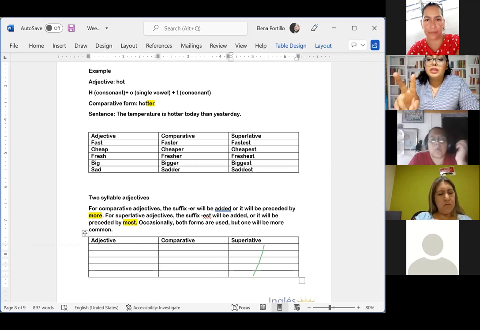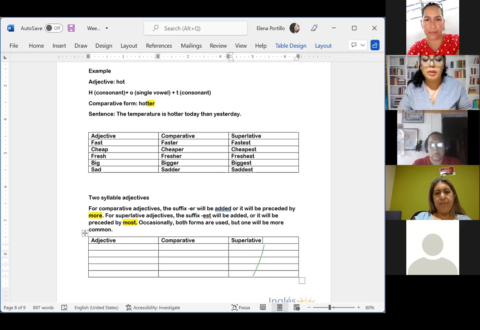Okay, in this case, we have the two syllable adjectives and we have here the specification. We add the suffix. Vamos a agregar los sufijos o las partes finales de las palabras. Siempre vamos a agregar el IR, el ER y el EST para el comparativo y para el superlativo. Pero en este caso, como son palabras más largas, vamos a utilizar el more y el most para ayudarnos, ¿verdad?, con estas palabras. Y dice que en muchos de los casos, ¿verdad?, ambos van a ser utilizados, pero siempre va a haber uno que es más común. And we are going to see the examples.